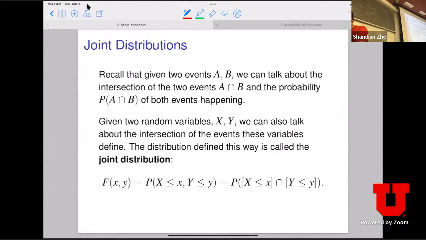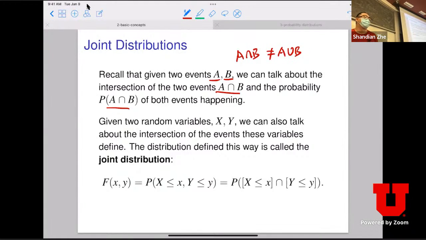Recall that given two events, A and B, we can talk about the probability for the intersection of the events A and B. Basically, this tells us the probability that both A and B happen. We actually emphasize that A intersection with B is different from A union with B.